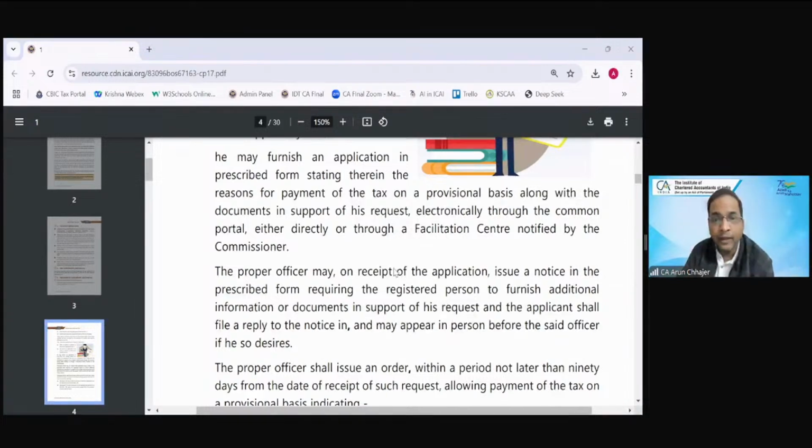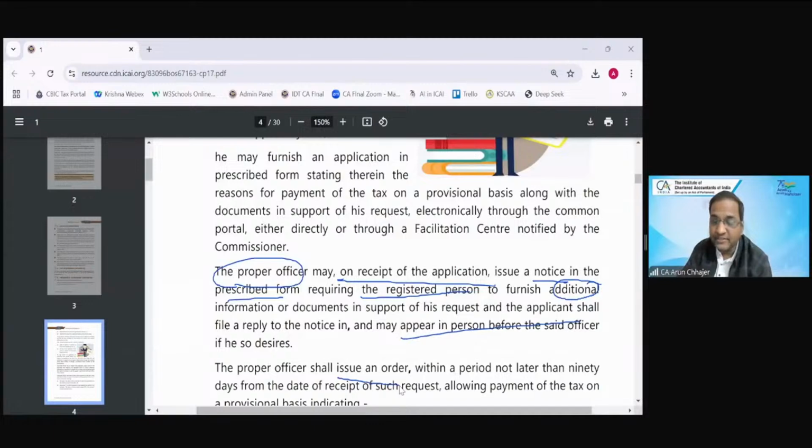What does that mean? The officer, on receipt of the application, issues a notice in the prescribed form requiring the registered person to furnish additional information. So, for example, you are a registered person who has applied, and I am the proper officer. I will see the application, and if required, I will ask you to kindly provide additional information so that I can arrive at my decision regarding the value or the rate.